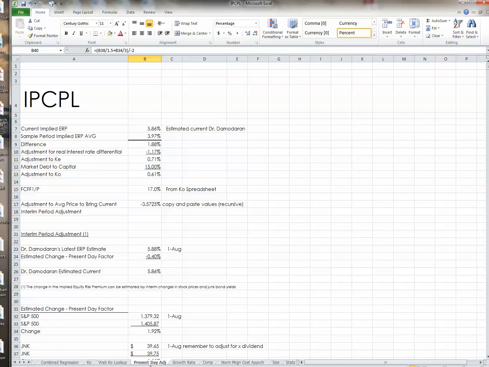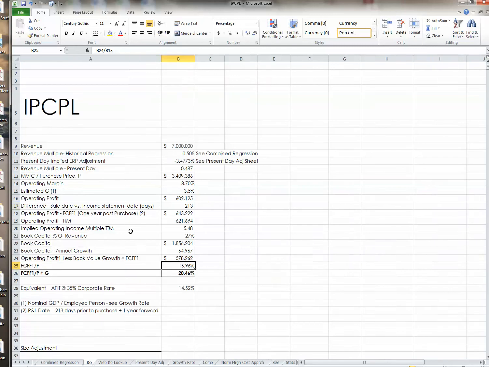So that goes back up here, and that's why this is 5.86 as opposed to the 5.88. So this is calculated as we said before, and it goes here, and that gives you today's price.